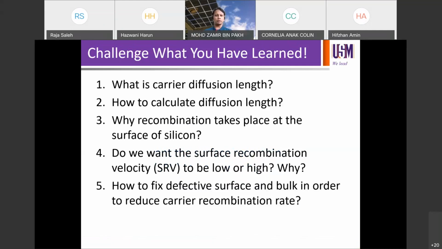So as usual, before we move on to our new topic, let's recap on what we've learned in the previous topic. Let's go to the first one. What is carrier diffusion length? Anyone? What is diffusion length of carriers? You can unmute yourself. You can write down in the chat box as well, as usual. We learned this yesterday. So apa diffusion length?